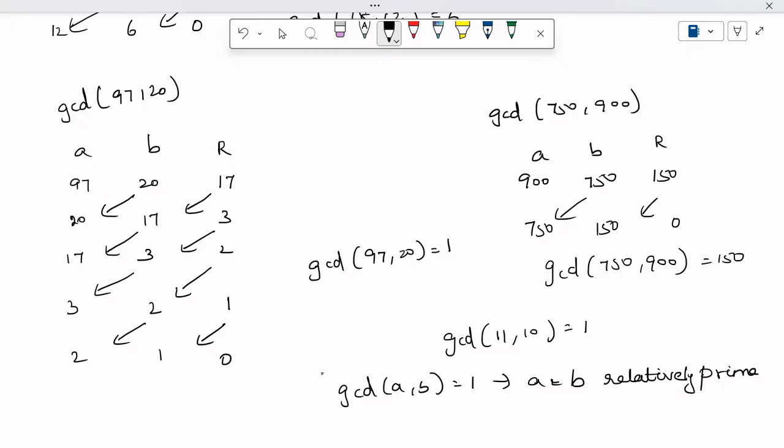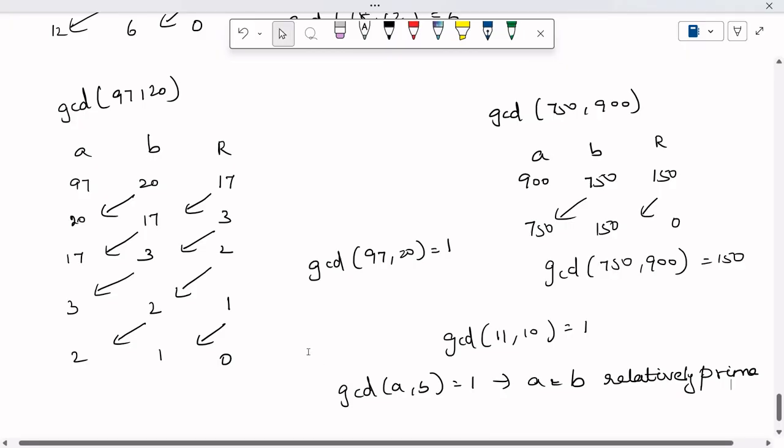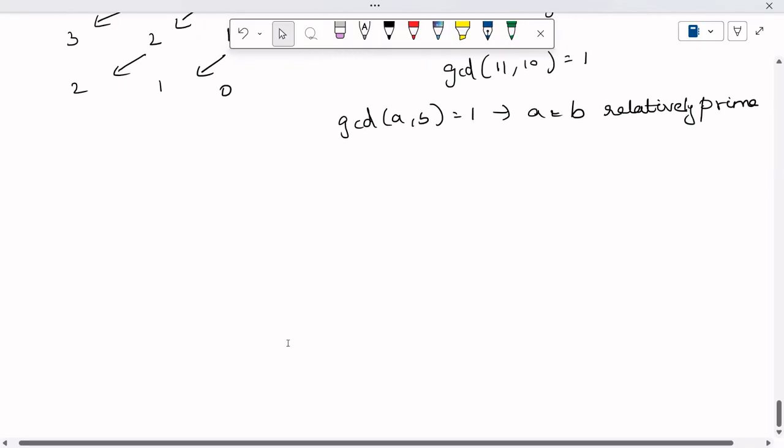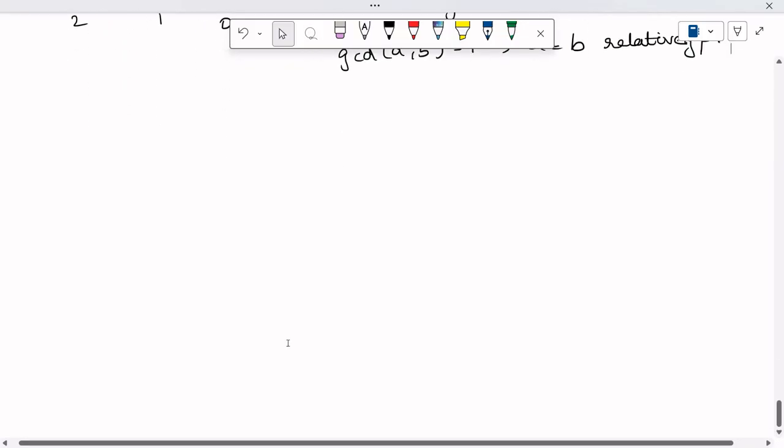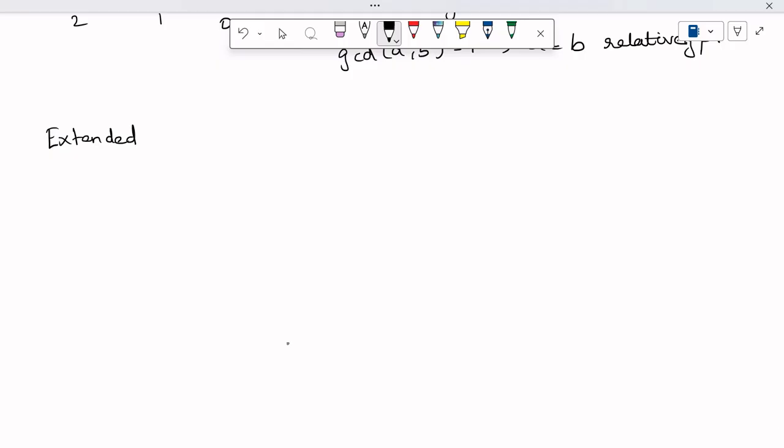Right? Now we can have a look into multiplicative inverse. Here we are going to deal with the extended Euclidean algorithm. The Euclidean algorithm we discussed for finding the GCD. The extended Euclidean algorithm will be used to find the multiplicative inverse. Before proceeding with the algorithm, we need to have an idea of what the modular multiplicative inverse is.